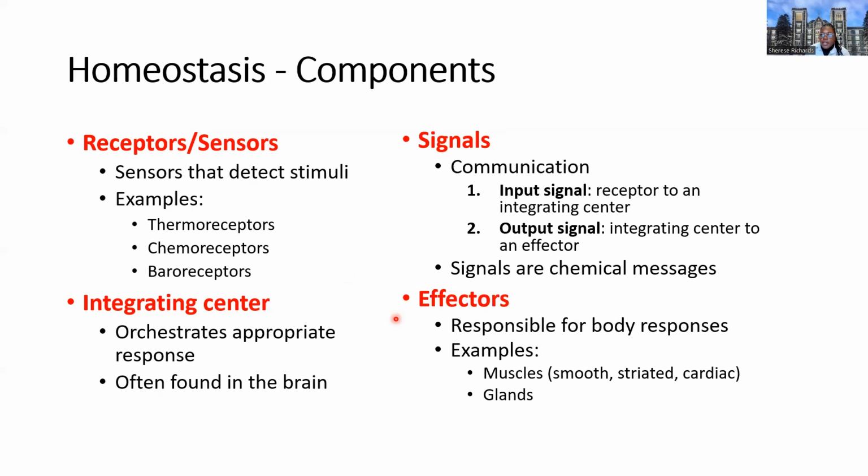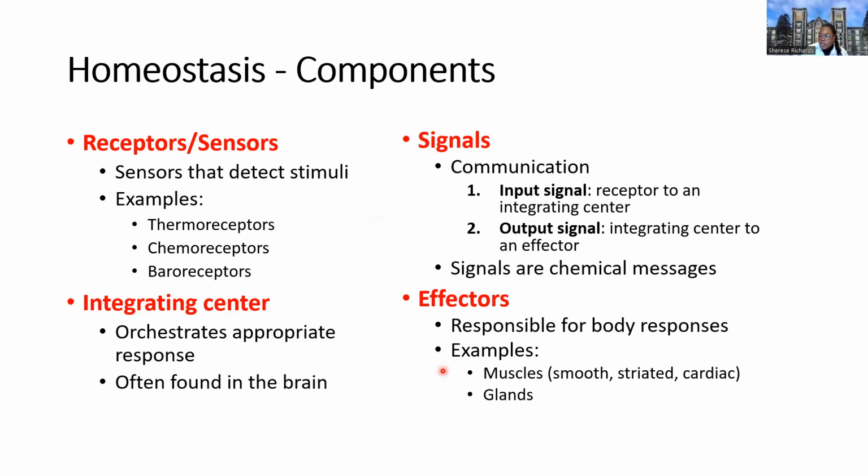Signals. So signals are the communication or messages that are being sent. Input signals are going to be sent to the integrating centers in the brain. Output signals are going to be sent from the integrating centers out to the effector organs to bring about that change. So signals are basically chemical messages that are sent on neurons, either to the brain or from the brain, respectively.